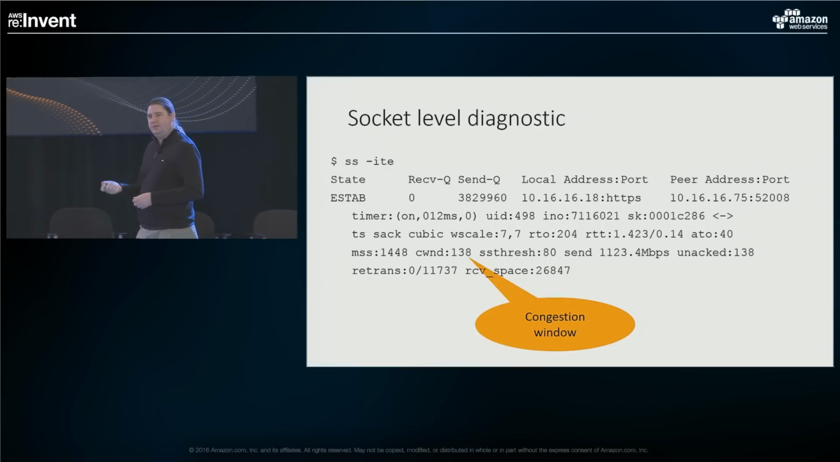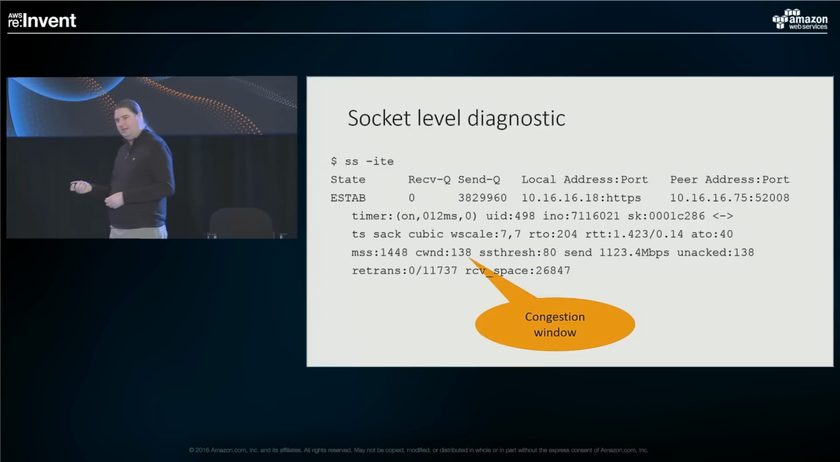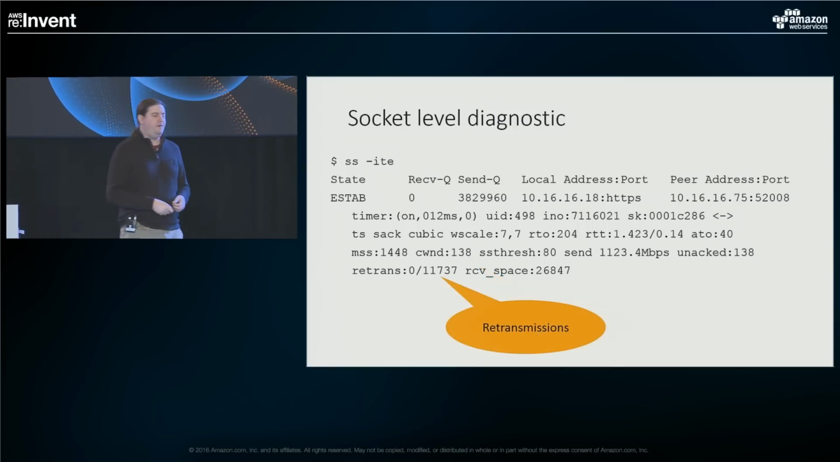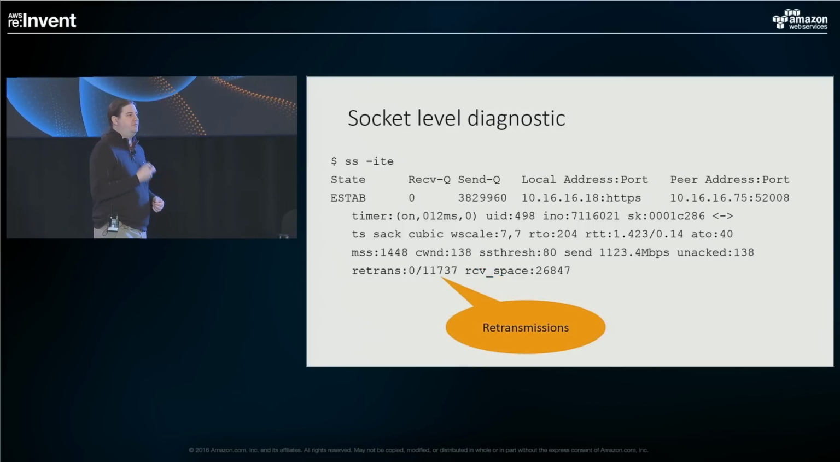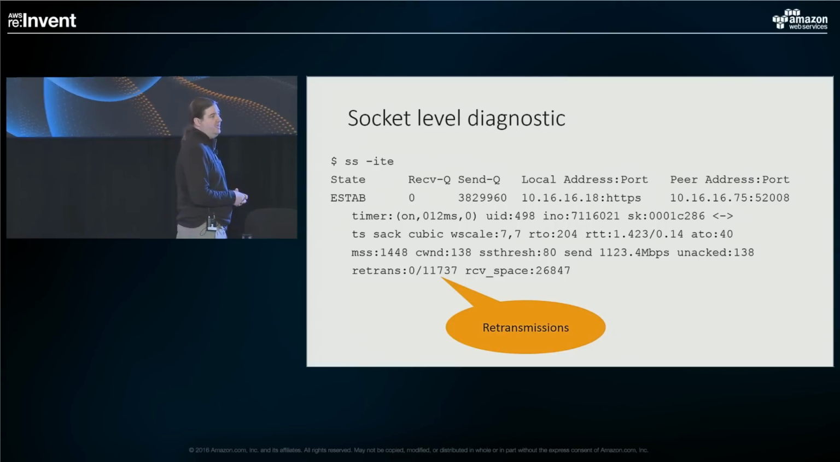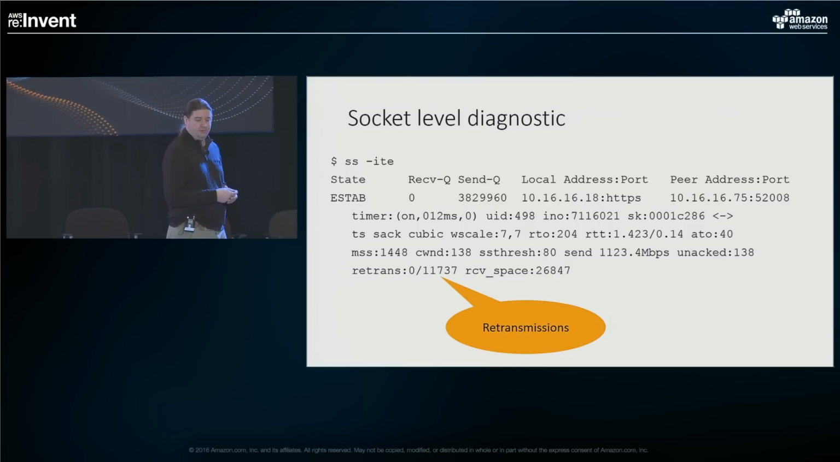Next, we have the congestion window. So this TCP connection is ramped up to 138 packets. Again, this number is in packets, not bytes. And then finally, the number of retransmissions for this particular TCP connection. So this TCP connection is actually seeing about 11,000 retransmissions. So it is probably experiencing some loss somewhere on the network.